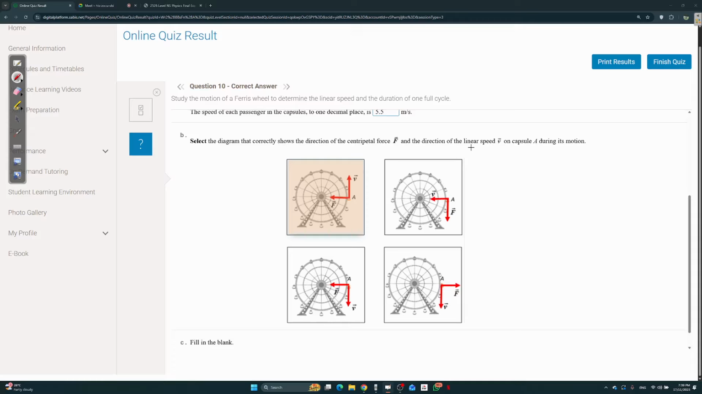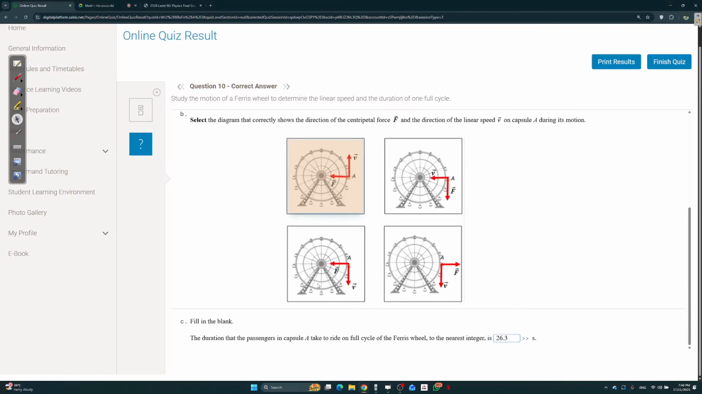So pretty much the v is linear and goes in the direction of motion. Since we're going counterclockwise, easy peasy, it goes up. How about the centripetal force F? The centripetal force F is called centripetal because it points towards the center. Okay, so it has to be this one. No, it's this one here. Yeah. This one over here.